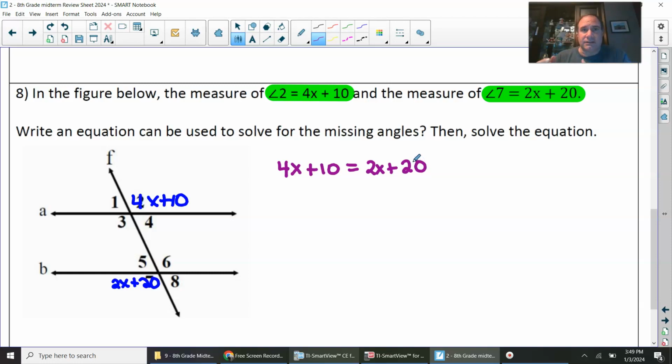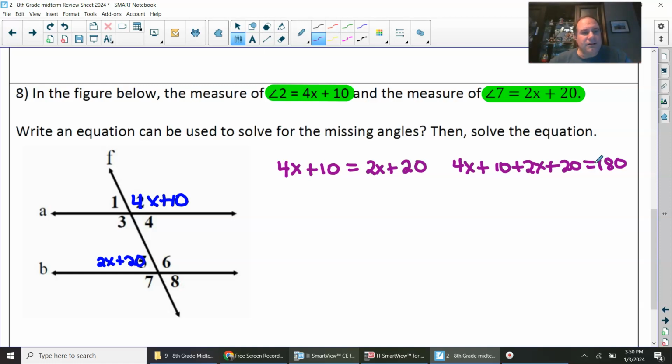If one angle is obtuse and one angle is acute, then you have supplementary angles, and that means when you add them together, you would set them equal to 180 degrees. You don't have that in this one, but if I move this over here, then you would set it up like 4x plus 10 plus 2x plus 20 equals 180 degrees. With these parallel line questions, they're either equal to each other or they're supplementary, equal to 180 degrees.